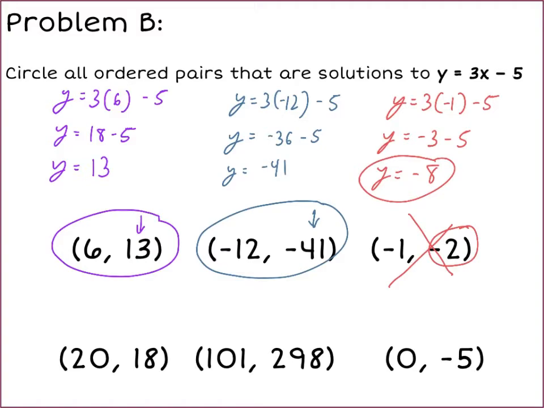Now there are 3 ordered pairs down there at the bottom. I want you to try those 3 on your own, circle the ones that are solutions in which they work, and then cross out the ones that are not solutions. I want you to go ahead and pause the video now, do those 3 on your own, and then press play again to see if you are right.